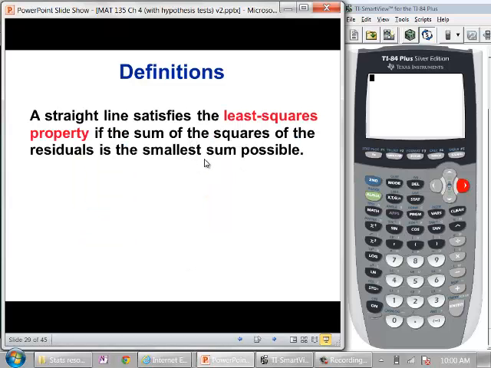And again, when we're finding the regression line, or when we're using StatCrunch or our calculator to find it for us, the line equation that they find is going to be called a least squares line because it's taking the sum of the squares of those residuals and making them as small as possible.